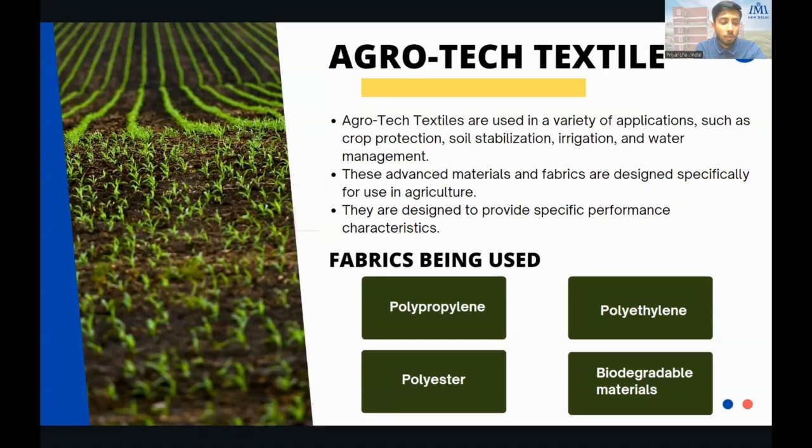Secondly, we will talk about polyester. Polyester is a versatile material used in the agrotech textiles because of its excellent UV resistance and durability. Its main uses are as shade cloths, bird nets, and insect screens.